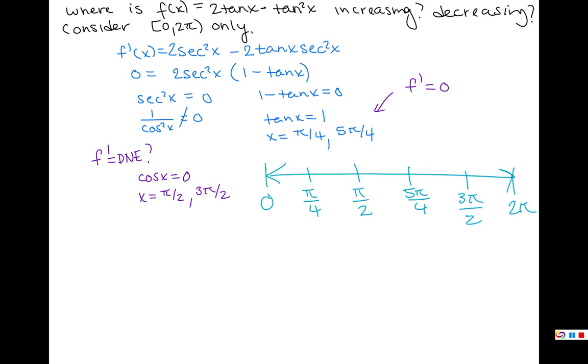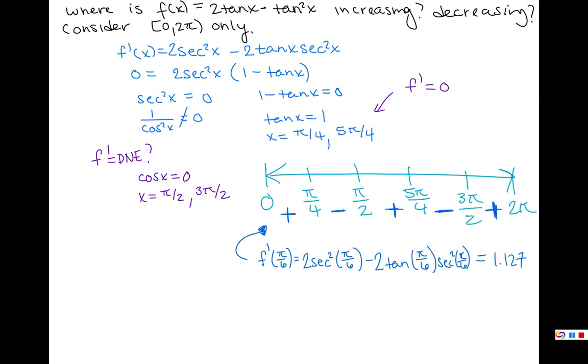Step 3, I'm going to pick a test value in each of these regions. I'm going to take that test value and plug it into my derivative. So for example, something that's between 0 and pi over 4 would be pi over 6. If it helps, you are more than welcome to change this into degrees and put your calculator in degree mode, if that helps you pick your test values.